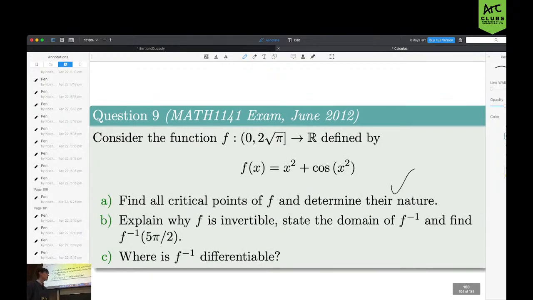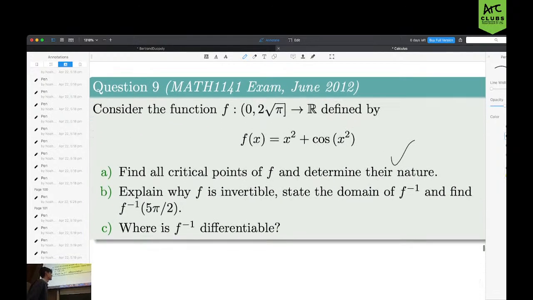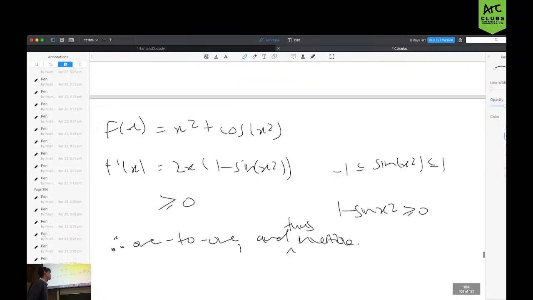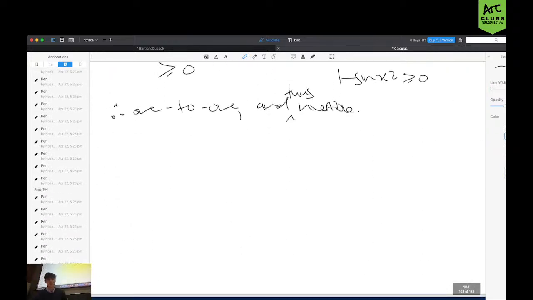So the function is invertible, but the next part of the question was asking us to state the domain. So remember that the domain of the inverse function is the range of the original function. So it might be a bit annoying, like what's the range of x squared plus cosine of x squared? Well, we know that the function is 1-to-1, so the minimum point of the function needs to be at the bottom left corner, right? So we can find the minimum just by substituting 0 in.